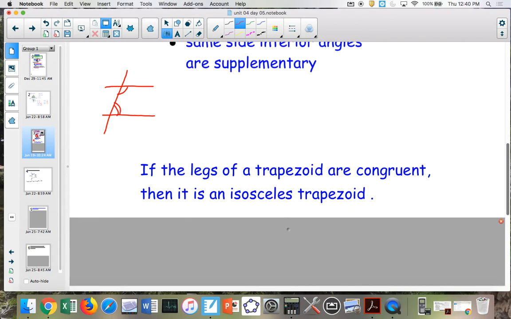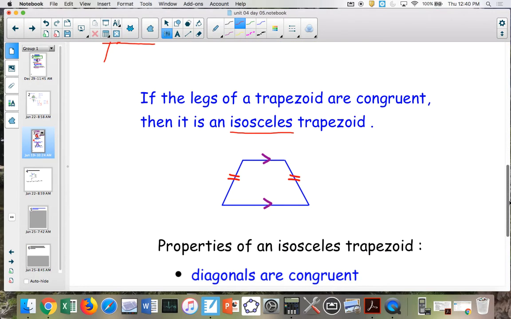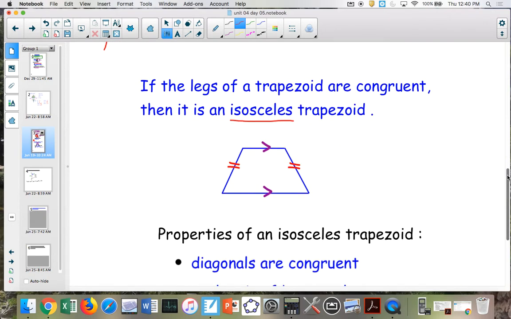But if the legs wind up being congruent, then we have an isosceles trapezoid. And we know that term from triangles. An isosceles triangle had two congruent sides. So an isosceles trapezoid has two congruent legs. So there are a few interesting properties for an isosceles trapezoid.